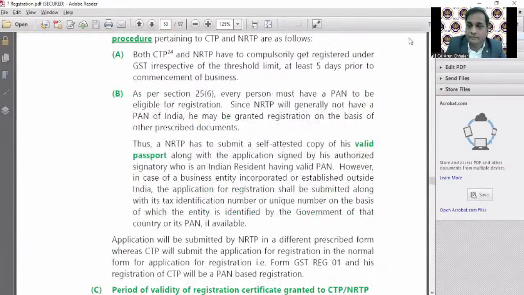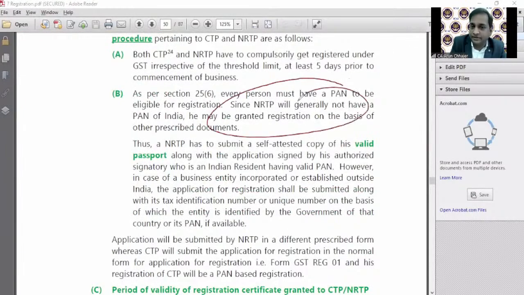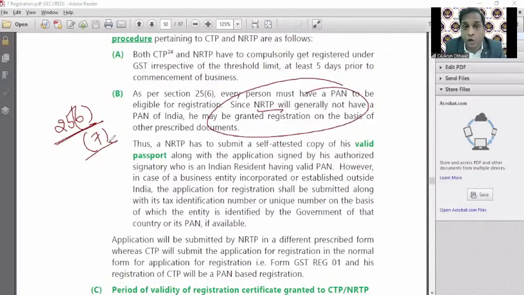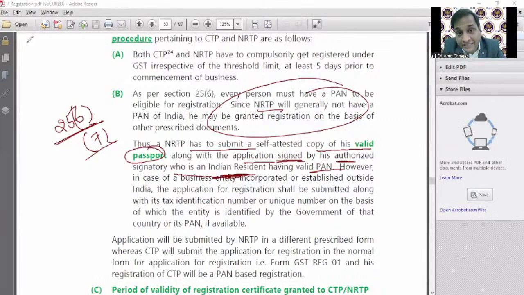PAN number. A casual taxable person has to have a PAN number. For NRTP, you remember in section 25 subsection 6 we have discussed that a PAN number has to be there. In 25.7, we have discussed it is not applicable in case of the NRTP, non-resident taxable person. What is the provision? NRTP has to submit a copy of his valid passport along with the application, which is to be signed by his authorized signatory, an Indian resident having a valid PAN. So the NRTP application would be submitted by an Indian resident who has a valid PAN.